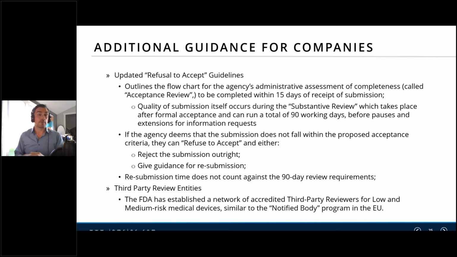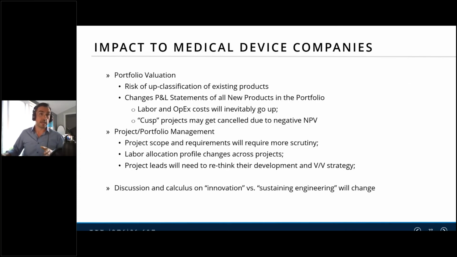You can also use third-party review entities. That's something that has existed in the past, and the FDA is going to be leaning on further to speed up their reviews. So real briefly, again, this is why you can't trust R&D people, because I actually added slides overnight while I was watching election returns, because that's what we all do now, right? We watch election returns.